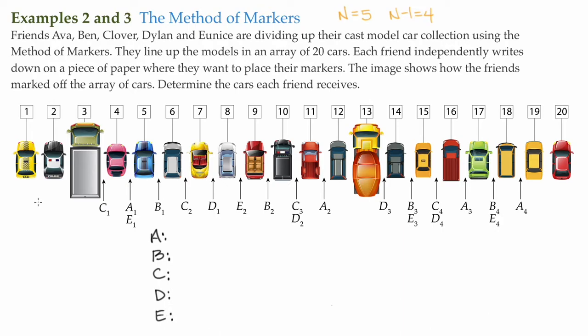So then again, starting from the leftmost side of our array, we go to the right down the array until we come to the first marker that's set, and that's this right here. That's Clover, C subscript 1. That means that's her first marker. So Clover is going to be awarded her first section here, and of course that's cars 1, 2, and 3.